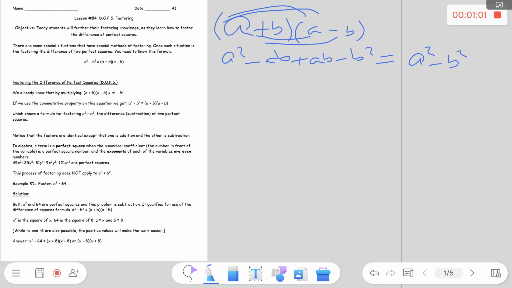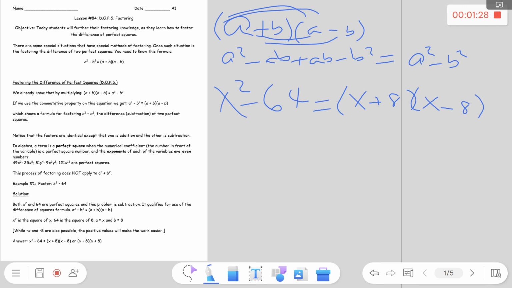Perfect squares mean obviously perfect square numbers, but also perfect squares by way of having our variables. And to be a perfect square variable with a variable, it needs to be even. X squared minus 64. Two numbers whose product is going to be x. It's x and x. One gets a plus, one gets a minus with the 8, because 8 times 8 is going to give me 64, negative 64.